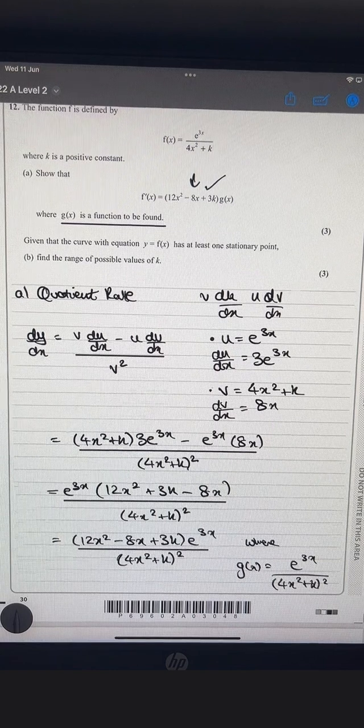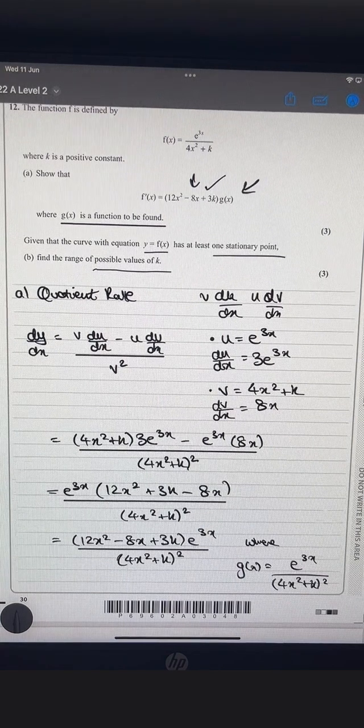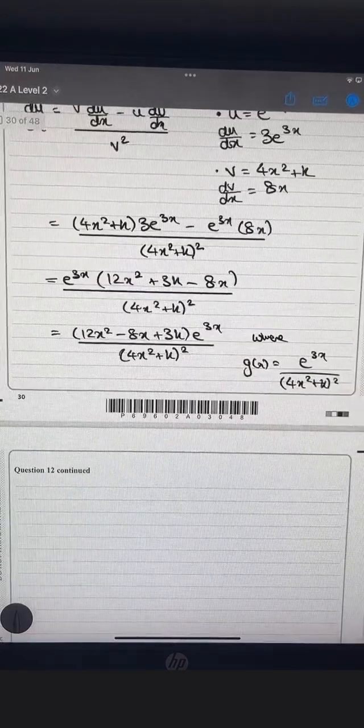All right, let's do question B. Given the curve with this equation has at least one stationary point, find the range of possible values of k. If it's got a stationary point, I know that this is going to be equal to 0 at least once, right? So I'm just going to write that out.